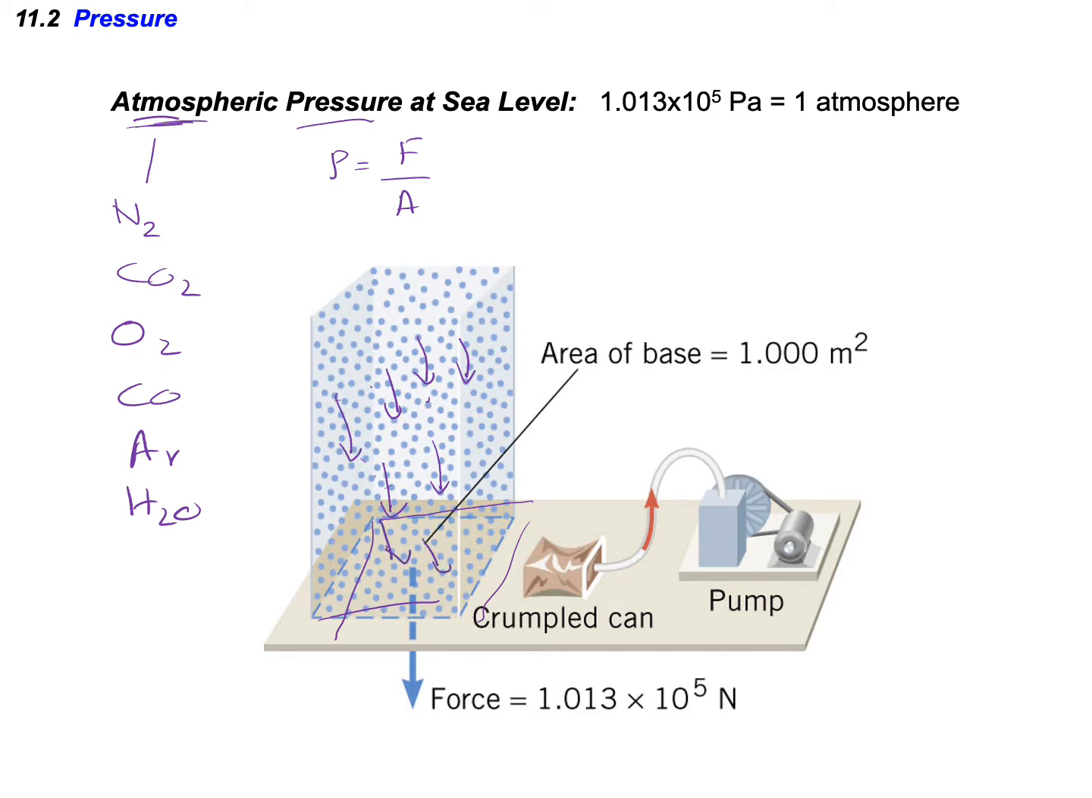So if you consider a 1 meter by 1 meter area, the force acting on this area, we call it atmospheric pressure. That value is 1.013 times 10 to the 5 Pascal. Pascal is the SI unit of pressure. We know Pascal is newtons per meter square because it is force over area. So the force from gas molecules on a unit area is the atmospheric pressure.